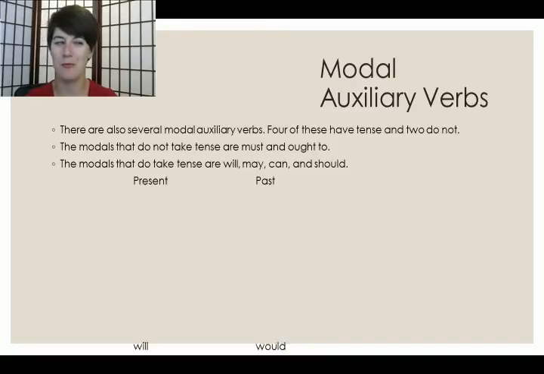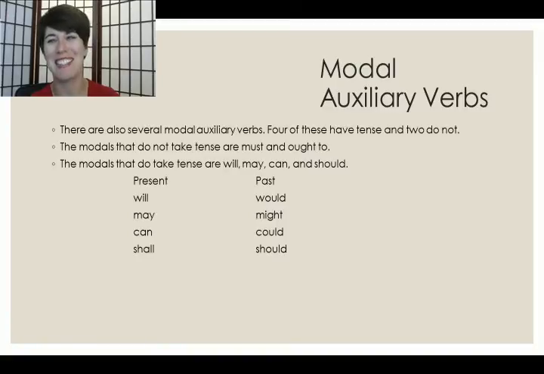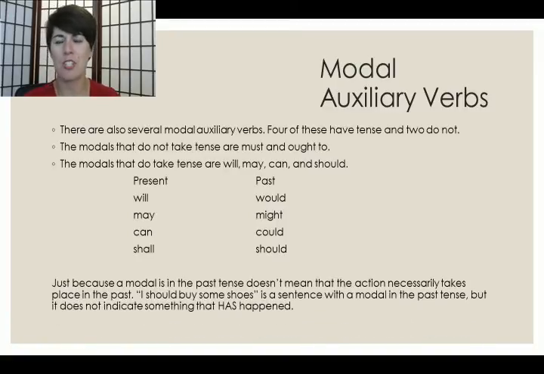Present will, past would. Present may, past might. Present can, past could. And present shall, you don't hear that one very much these days, past should. Be aware, just because we're using the past tense doesn't mean that the action took place in the past when it's applied to a modal.